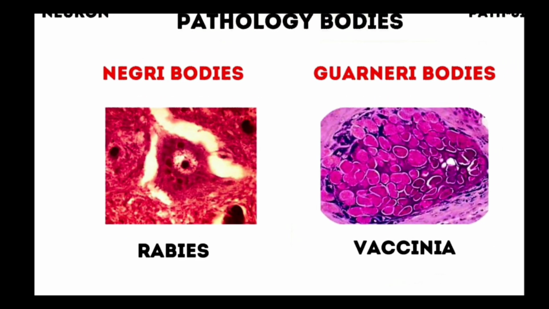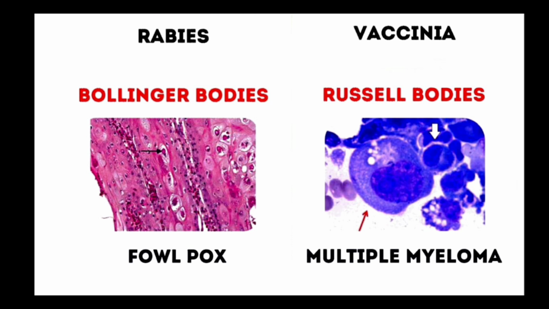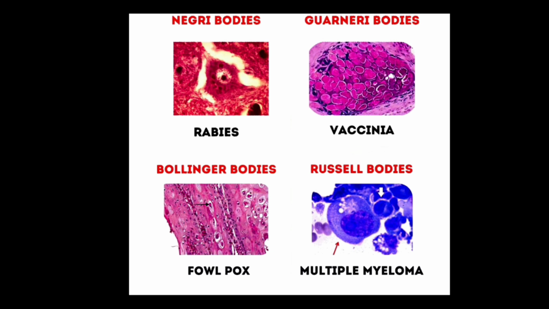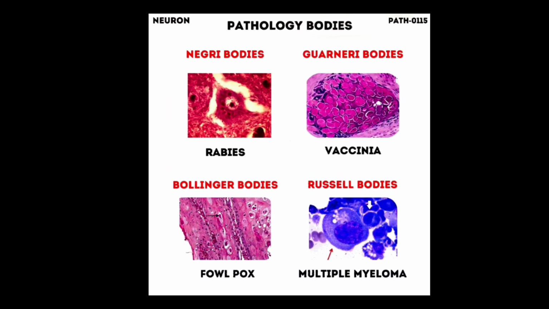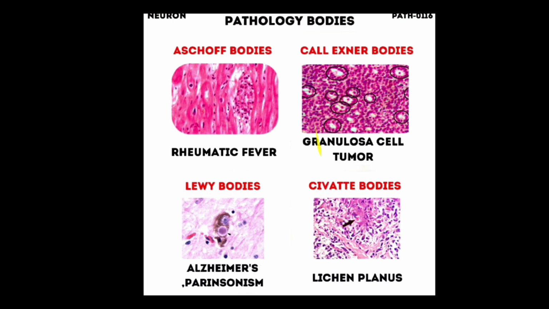Next, Guarnieri bodies. Guarnieri bodies are seen in vaccinia. Vaccinia is nothing but the smallpox, and mostly they will use these pictures only because these are the most classical pictures. Next is Bollinger and Borrel bodies seen in fowl pox. Russell bodies are seen in multiple myeloma. Once take a look.